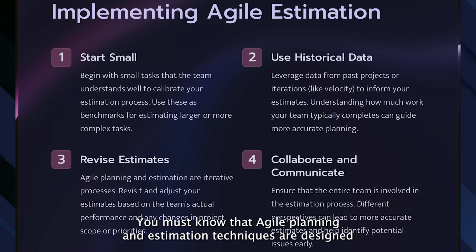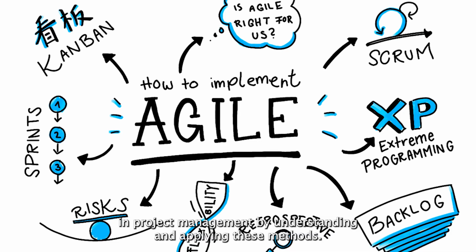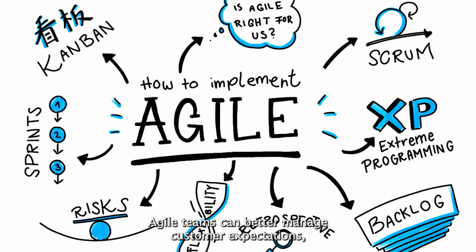You must know that Agile planning and estimation techniques are designed to enhance flexibility, accuracy, and team collaboration in project management. By understanding and applying these methods, Agile teams can better manage customer expectations, allocate resources effectively, and adapt to change efficiently. Continuous learning and adjustment are key to mastering Agile planning and estimation.